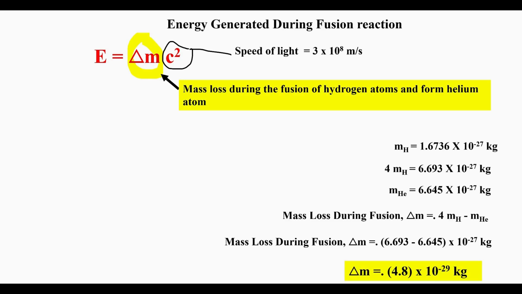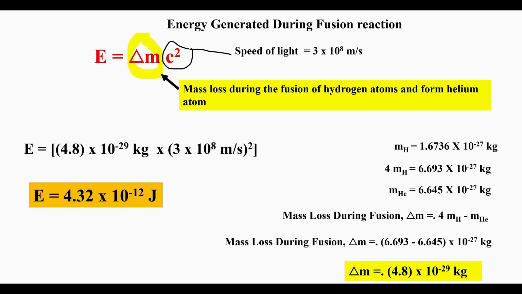Place the value of mass lost during the fusion process and the value of the velocity of light c, and their product together results in 4.32 × 10^-12 joules of energy generated during a single fusion reaction.